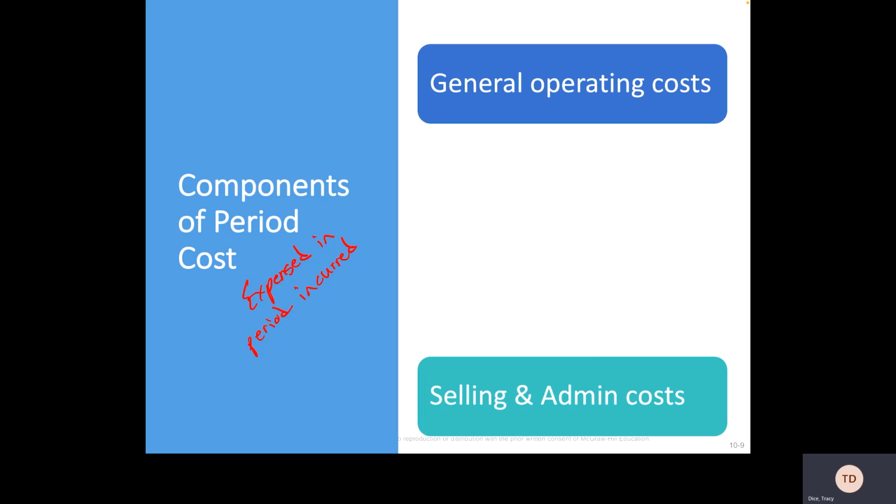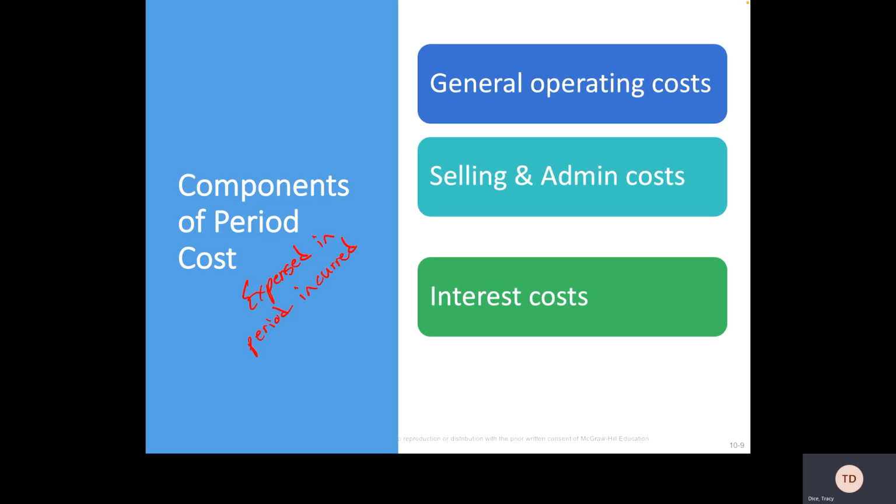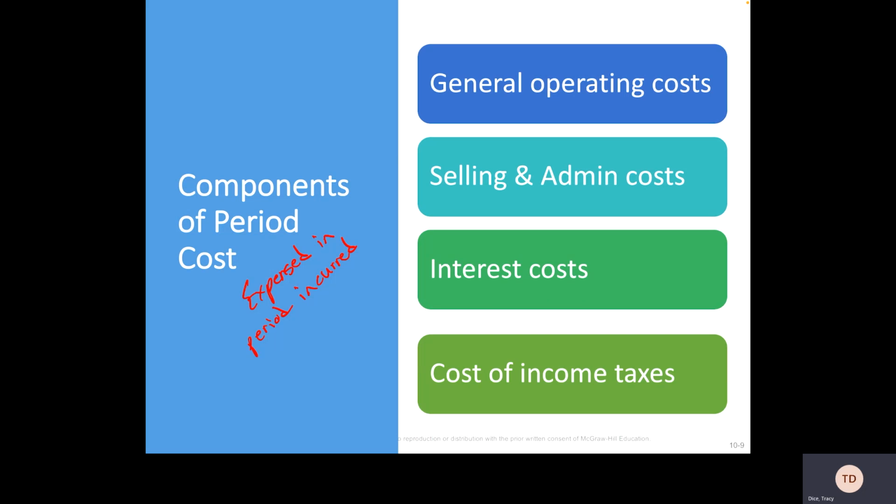So that's different than the components of your period costs. Period costs are just what they sound like. They're going to be those expenses that are typically expensed in the period incurred. So basically this is a very simple version of the matching principle. You get your general operating costs or your normal operating costs, your selling and administrative costs, your interest costs, and the cost of your income taxes.